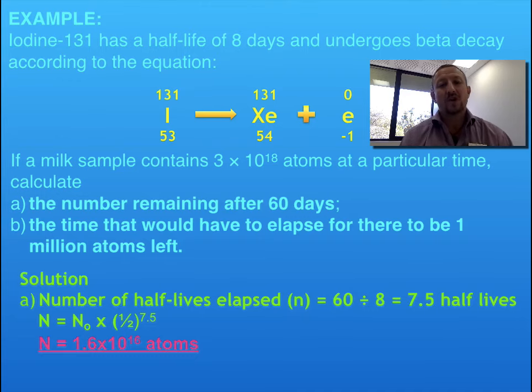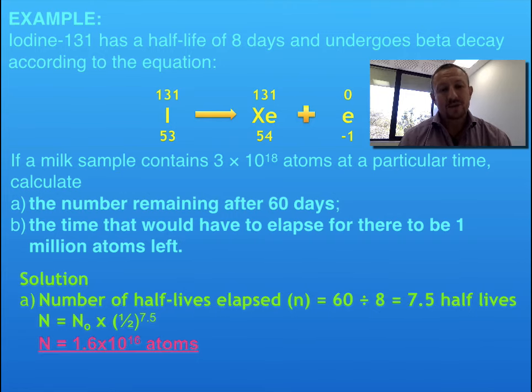We know that we start with 3 times 10 to the 18 atoms. So we know that N0 is going to be 3 times 10 to the 18. So as a result, we can substitute that into the equation, and we end up with N coming through at 1.6 times 10 to the 16. So our equation was 3 times 10 to the 18 times half to the power of 7.5. And that gives us the number of atoms.